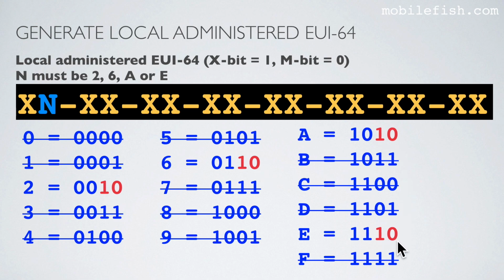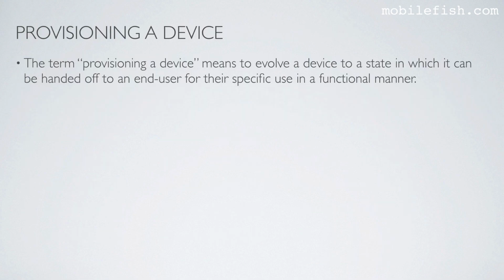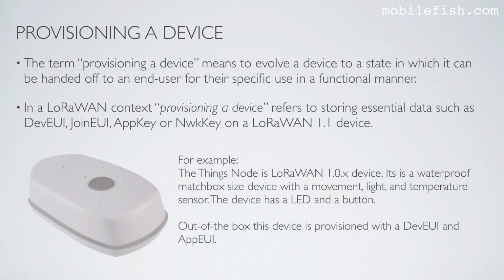The term provisioning a device means to evolve a device to a state in which it can be handed off to an end user for their specific use in a functional manner. In the LoRaWAN context, provisioning a device refers to storing essential data such as DevEUI, JoinEUI, AppKey, or network key on a LoRaWAN 1.1 device.